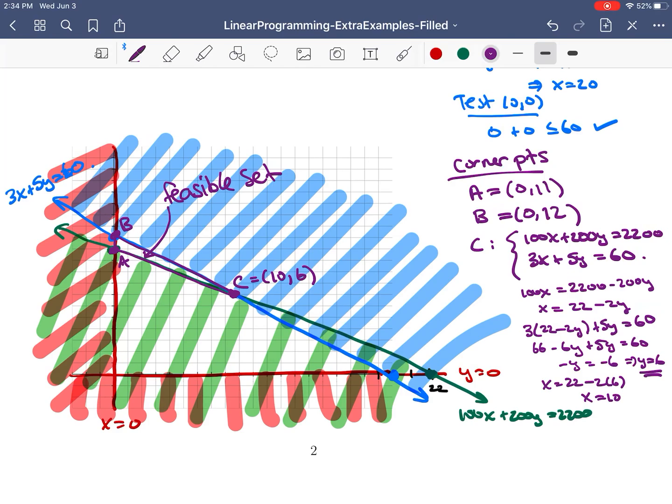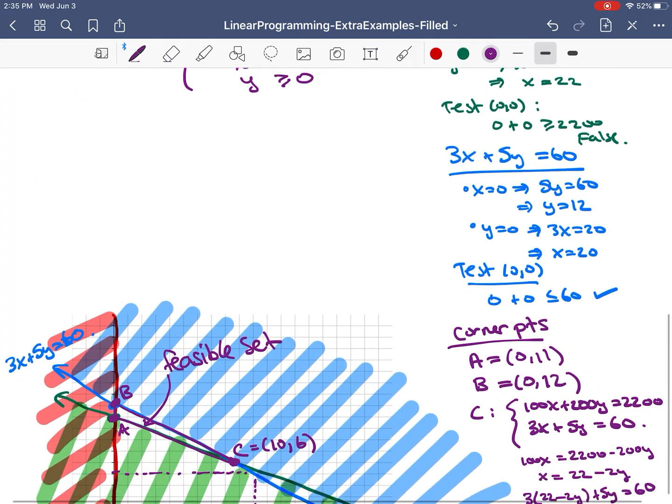1, 2, 3, 4, 5, 6, 7, 8, 9, 10. 1, 2, 3, 4, 5, 6. Okay, so we're a little bit off here, but it's kind of hard because these lines are so close together. So it's close enough, I wouldn't be so worried.